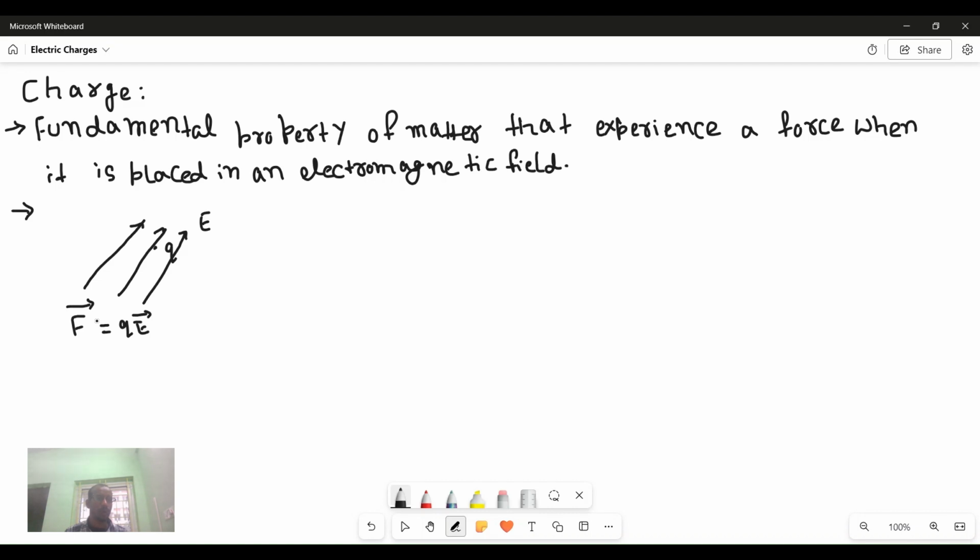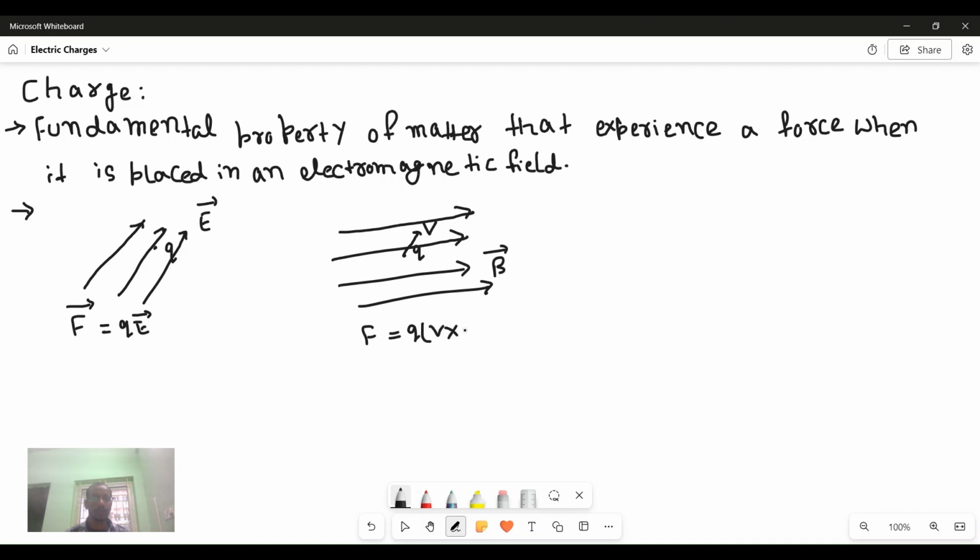Here we see that if the charge is positive, then the force is along the direction of the electric field, and if the charge is negative, the force is opposite to the direction of the electric field E. And if the charge Q is moving with a speed V in an external uniform magnetic field B, then the force experienced by the charge Q is given by F = Q(V × B). So if a charge is placed in an electric field or magnetic field, it experiences a force.